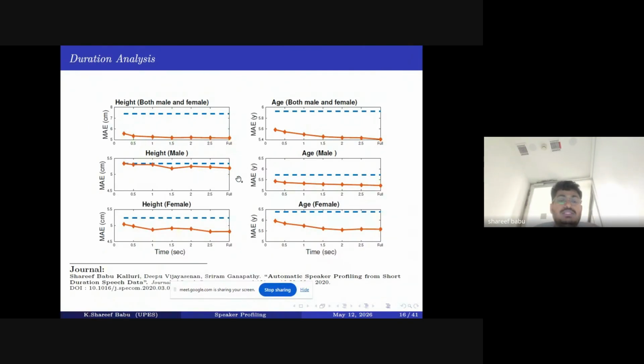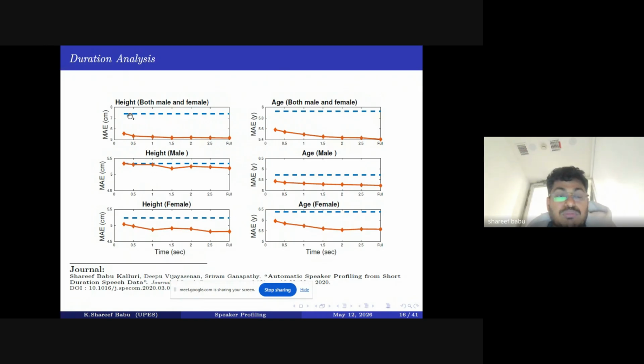So now with this understanding, what we tried to look at is whether we could predict the same error patterns, whether it is from the full 5 to 10 seconds of speech data, or if I cut down the speech by 2.5 seconds, 2 seconds, 1.5 seconds, 1 second, and 0.5 seconds, how it varies. So this is again the same representation for male and female separately.